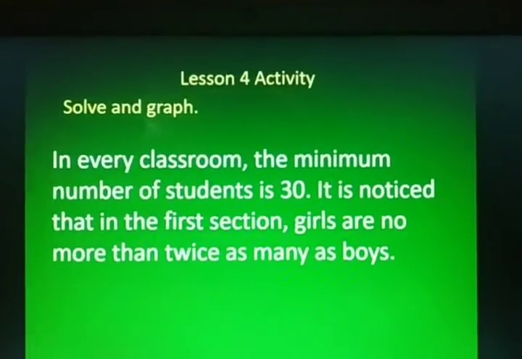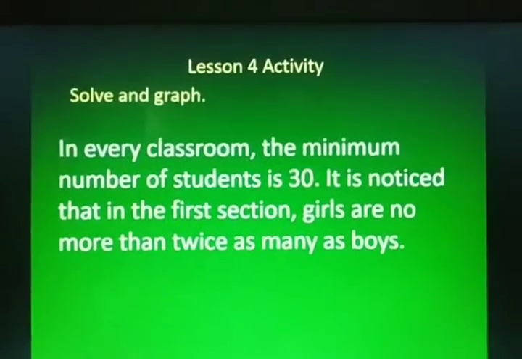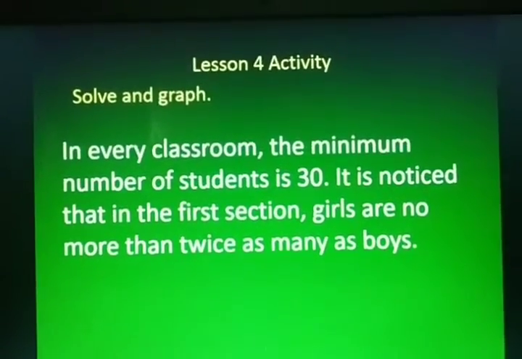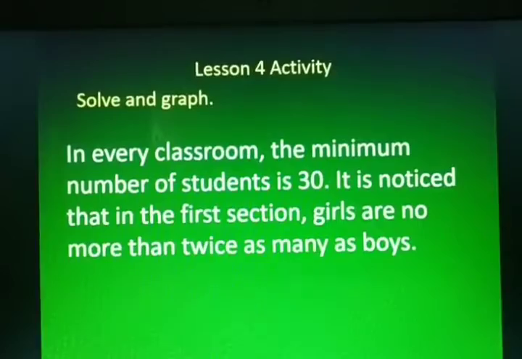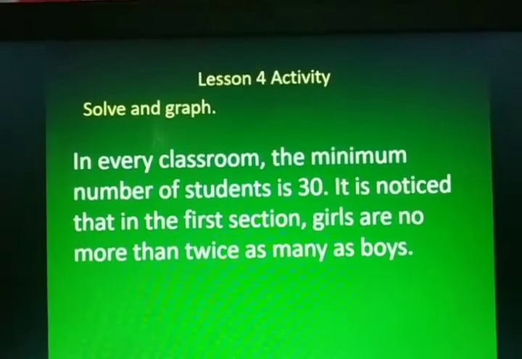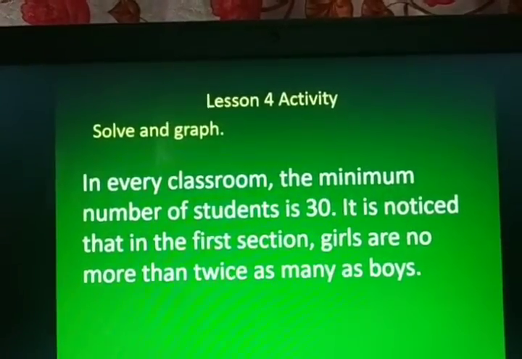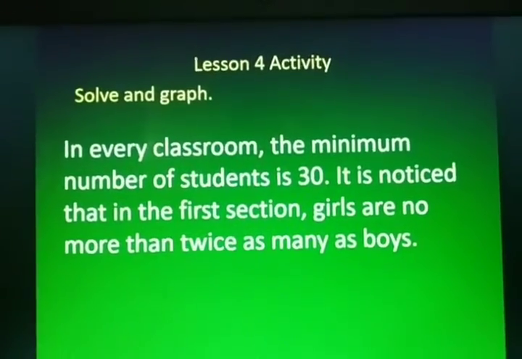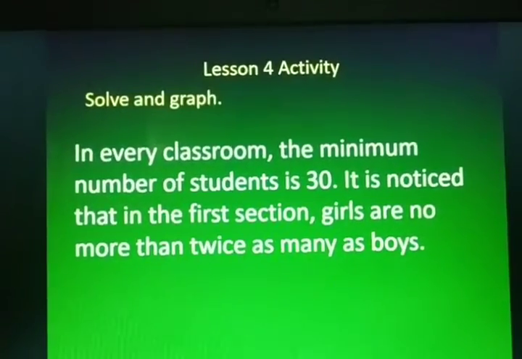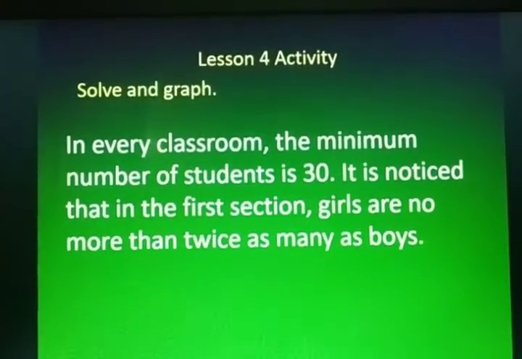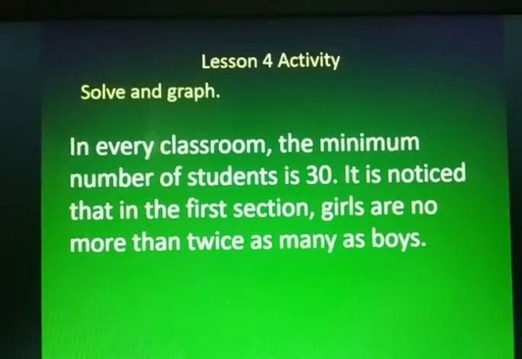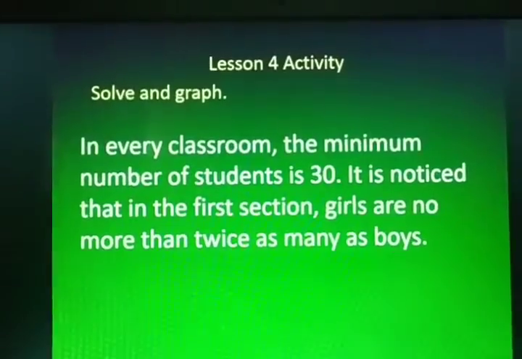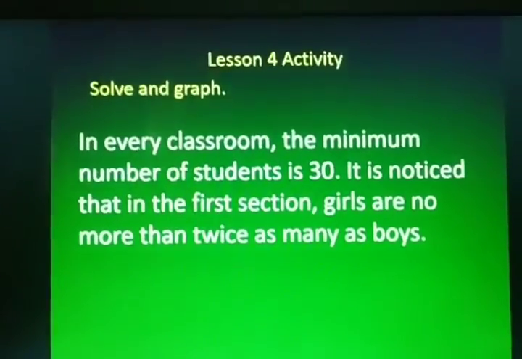Let me read. In every classroom, the minimum number of students is 30. Minimum. What linear inequality symbol is being described? Minimum means at least. So, I will not give a clue. Okay, then second, the linear inequalities. Notice that in the first section, girls are no more than twice as many as boys. No more than. What linear inequality is that?